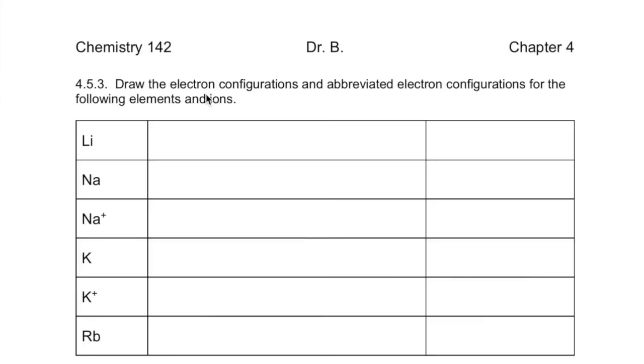Let's do some more electron configuration for some of these elements and ions.